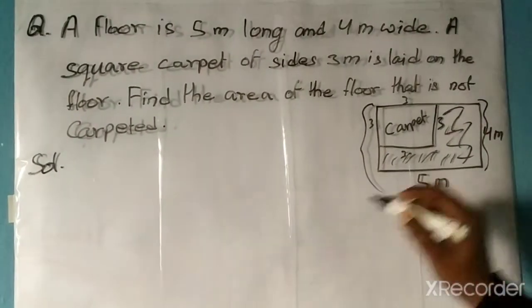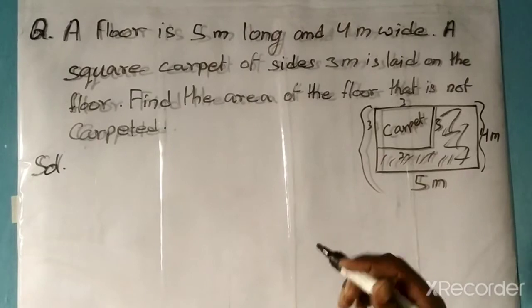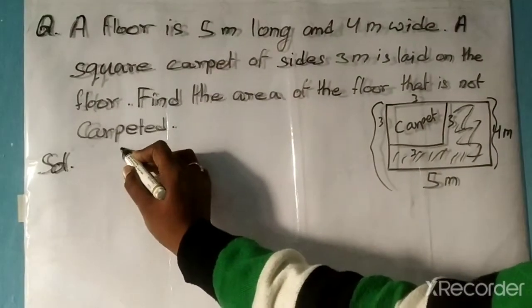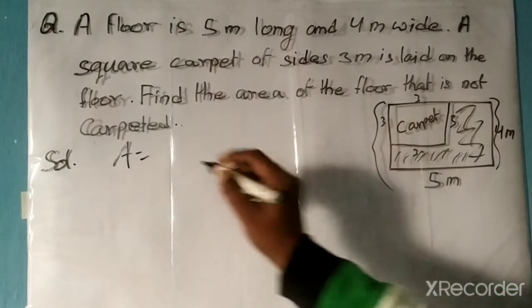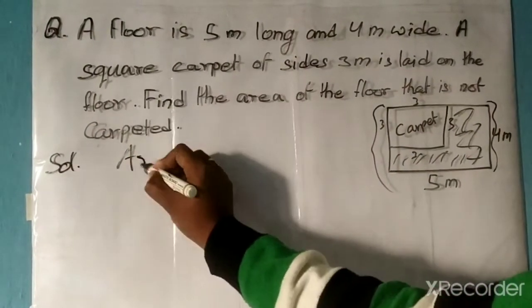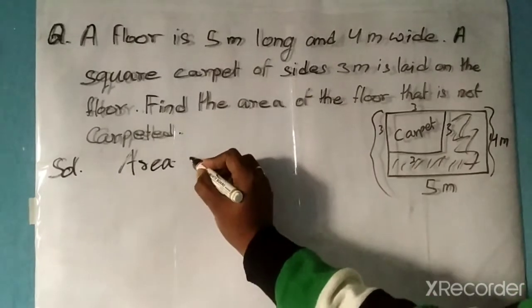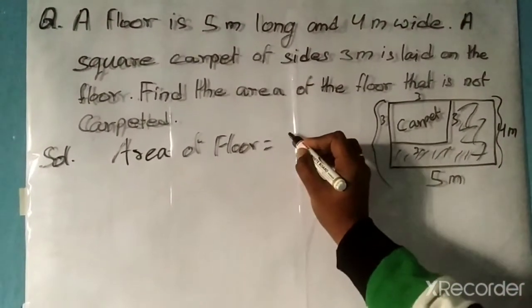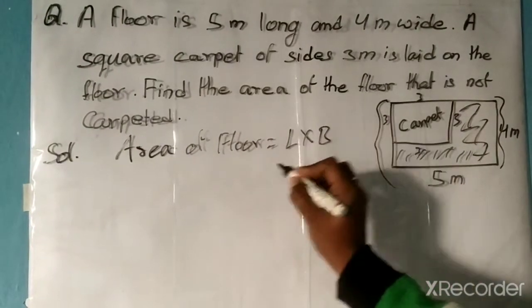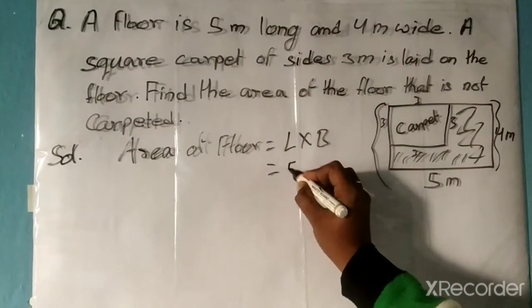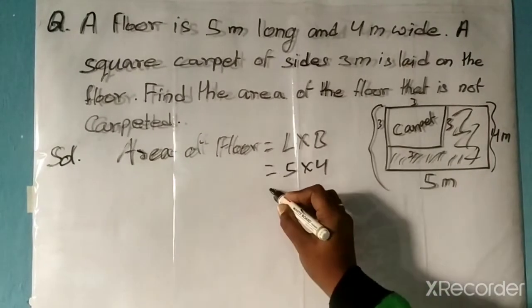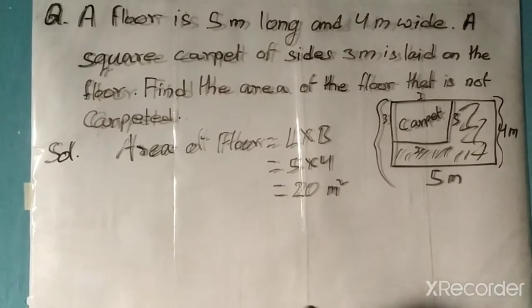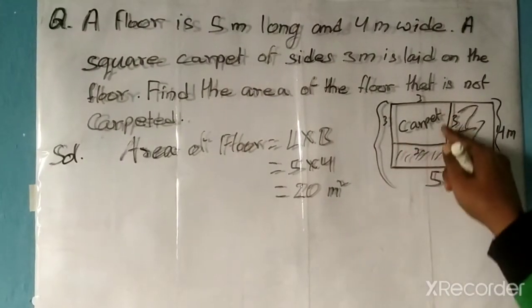Okay, so we know how to find the area of a rectangle. Area of the floor is equal to length into breadth, that is equal to 5 into 4, equal to 20 meter square. Okay, now we will find the area of the carpet.